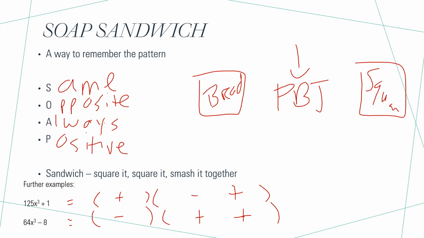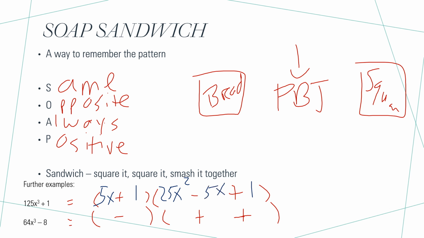So for the first parenthesis, you just use the cube root. What to the third power gives me 125? Well, that would be 5. And what to the third power gives me x cubed? That's x. What to the third power gives me 1? That's 1. And then for the sandwich, we're going to take that first parenthesis and square it, smash it together. So 5x times 5x is 25x squared. 1 times 1 is 1, and then I get the filling by taking the 5x times the 1, that's the smash it together, the PBJ. 5x times 1 is 5x.